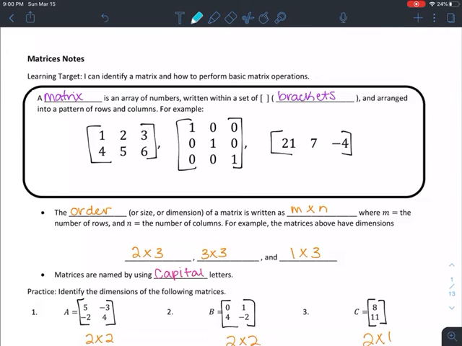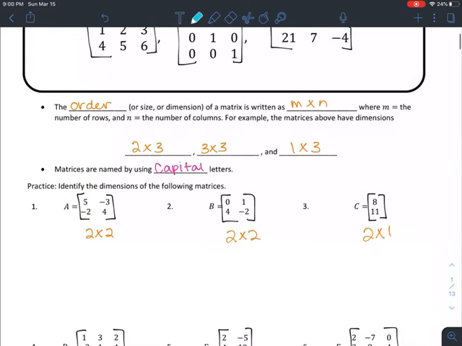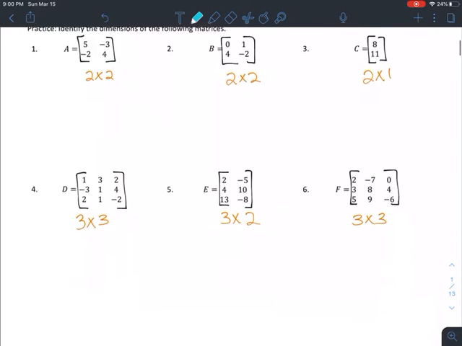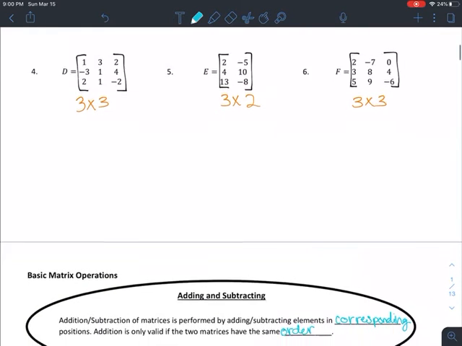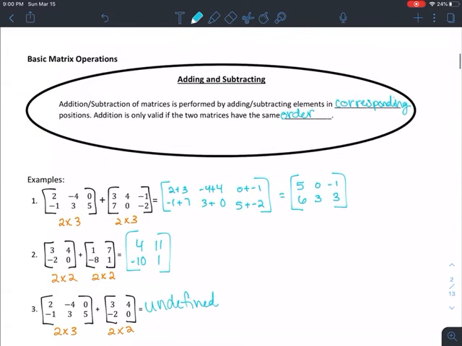So without further ado, let's talk about matrices. We started off this unit by talking about what a matrix was and how to identify the order, which was doing the rows by the columns. I filled out all the notes on my iPad so that I can upload these and you guys can have a copy as well.